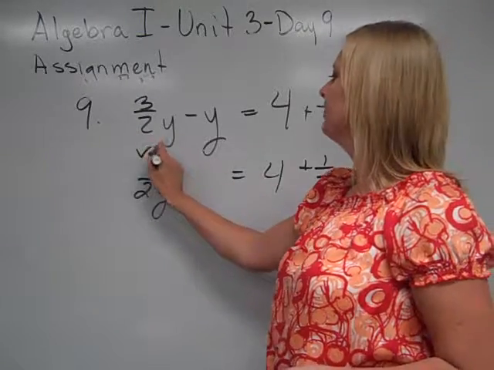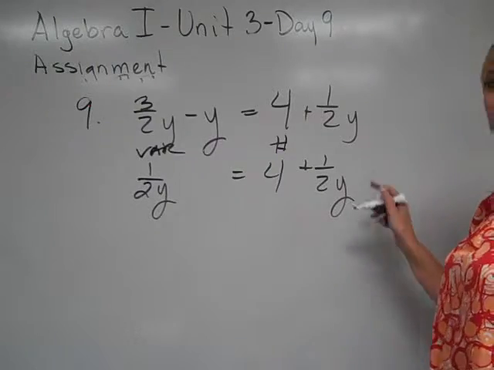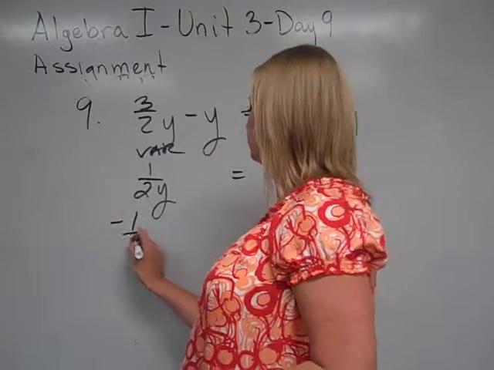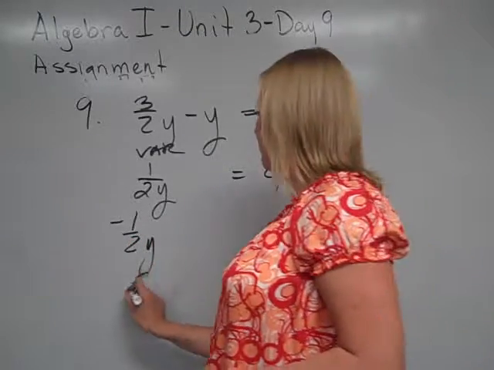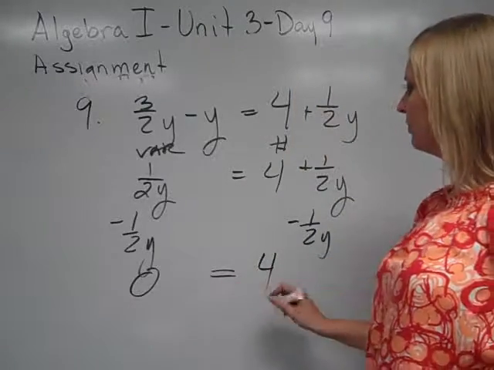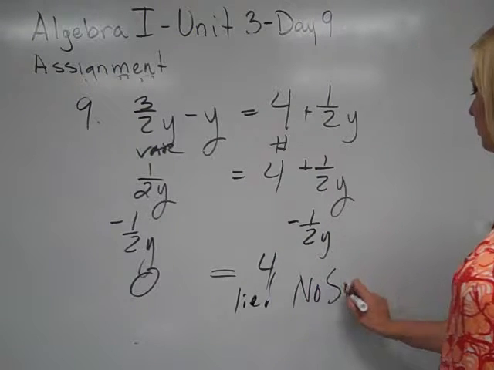Now let's put all our variables here and all of our numbers here. The opposite of plus 1/2 y is minus 1/2 y. I have a half, I take a half away. I have nothing left. Now 0 equals 4 is a lie. That means I have no solution.